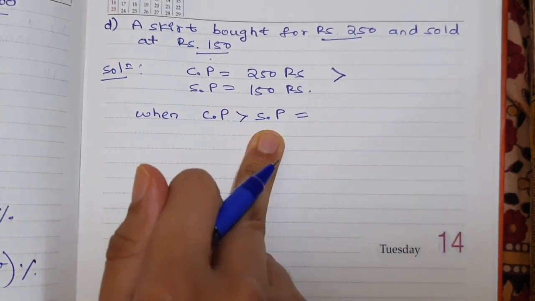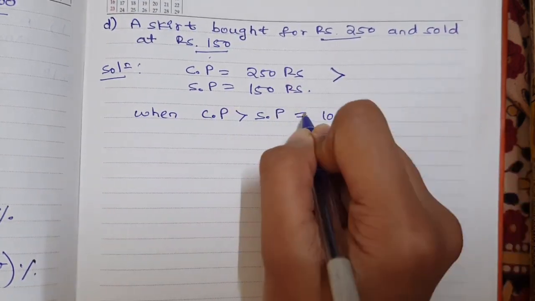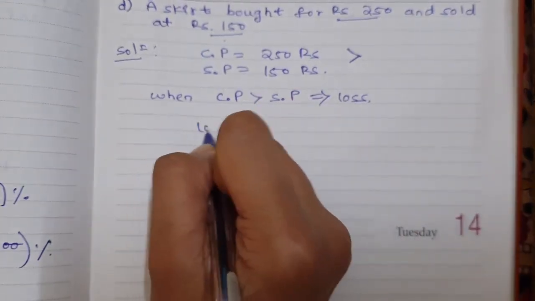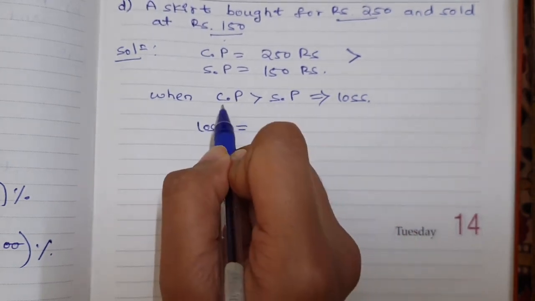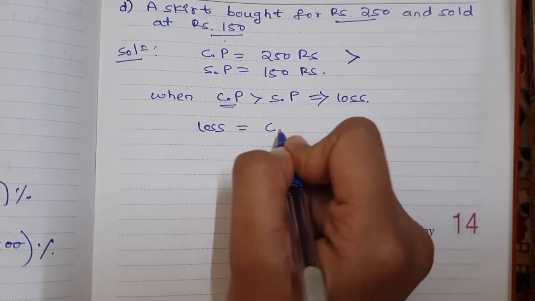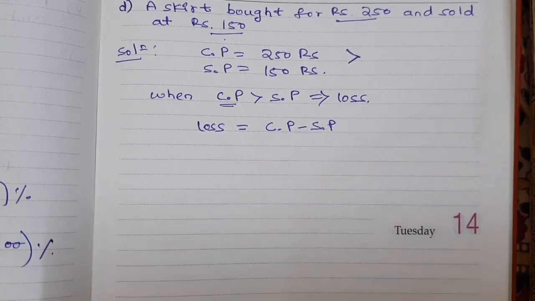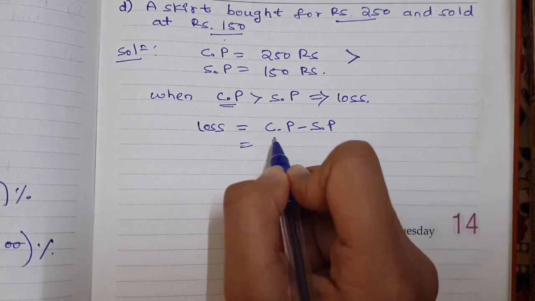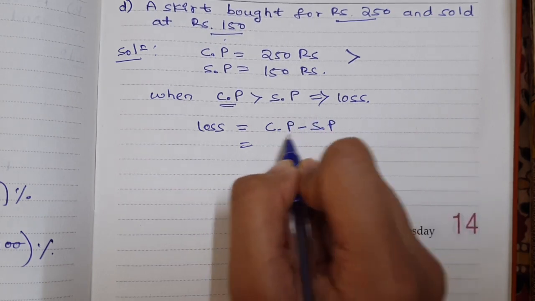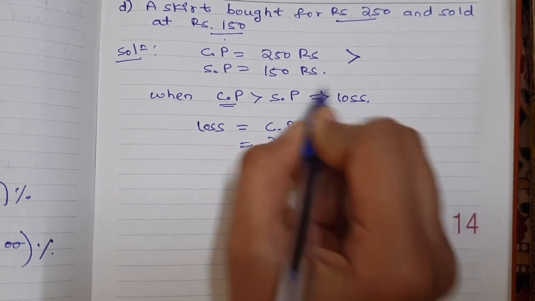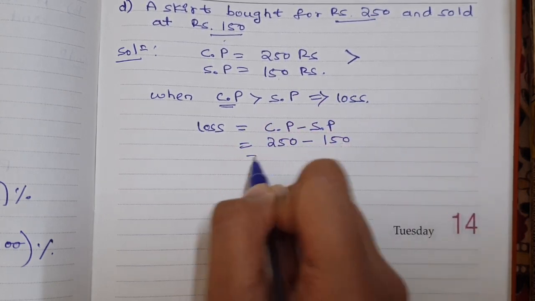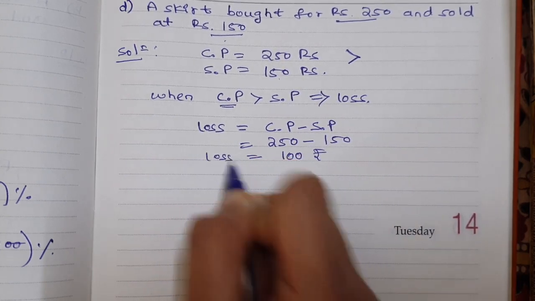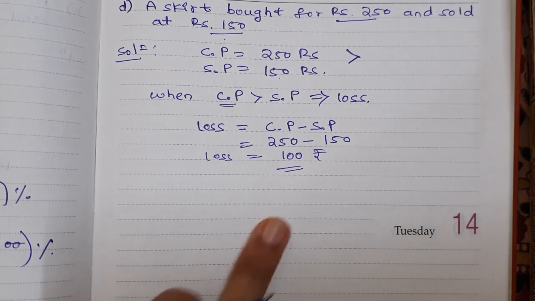When the cost price is greater than the selling price, we will be at loss. Now what is the formula to find a loss? Loss is equal to cost price minus selling price, since cost price is greater. Let me substitute the values now. Cost price is 250 minus selling price 150. 250 minus 150 is 100. The loss amount is equal to 100 rupees.